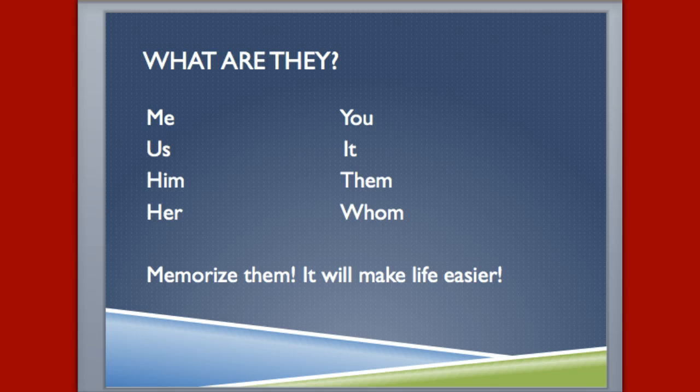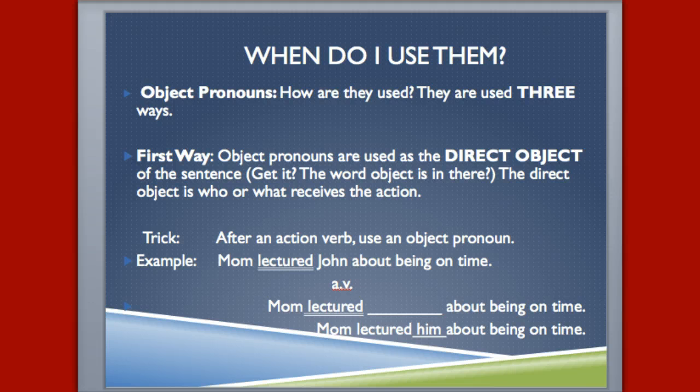And you'll notice that in your world language, you also have subject and object pronouns. Ask your teacher about those. Now, object pronouns are used in three ways. You can use them as a direct object of the sentence, and again, we have this repetition. You can use object pronouns as direct object, indirect object, or object of the preposition. That's where we're headed here.